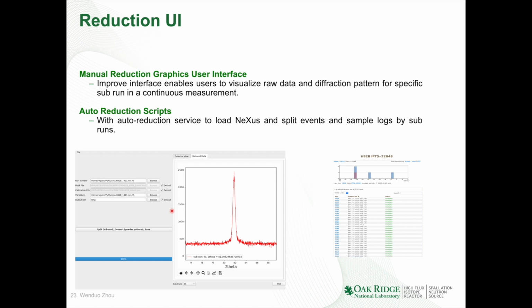In PyRS, we have two reduction interfaces. One is the GUI for manual reduction, such that the user can interactively process and visualize the raw data and the diffraction pattern. It is very helpful for user to examine subruns in a continuous measurement. The other one is auto-reduction script, which is run by our auto-reduction service. The reduction status is posted such that users can know whether they have the data ready for further process.